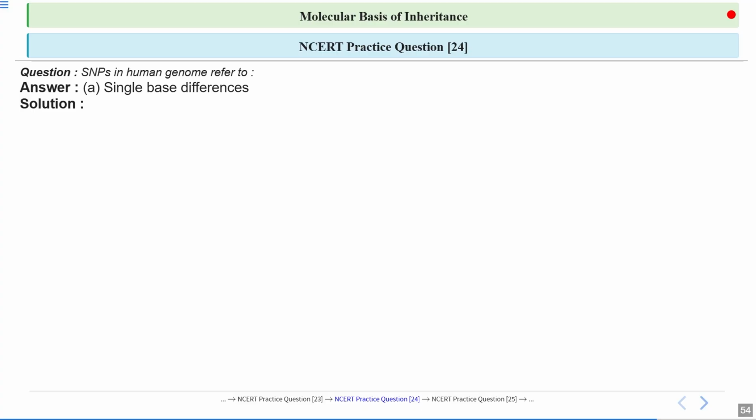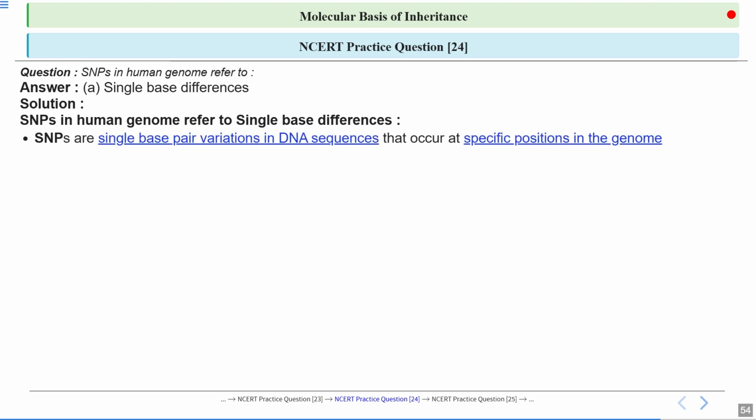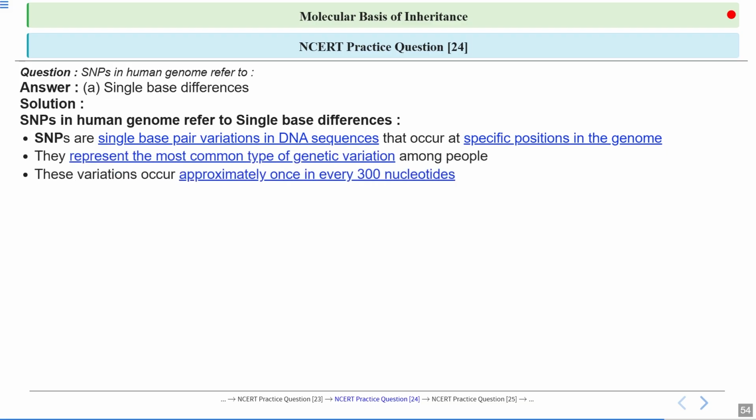Single base differences is the correct answer. So SNP is basically single nucleotide polymorphism. There is a difference in the base at only one position. Okay, it is single base pair variation in DNA sequences that occur at specific position in the genome. So example is sickle cell anemia. It is the most common type of genetic variation among people. Now these variations occur approximately once in every 300 nucleotides. So it is so common, you can see.